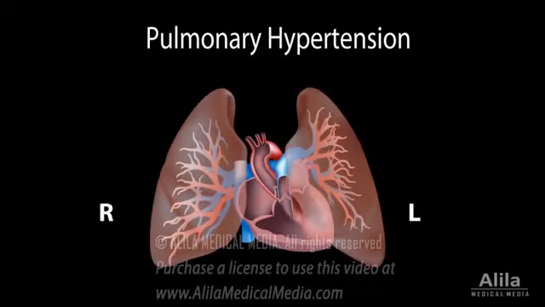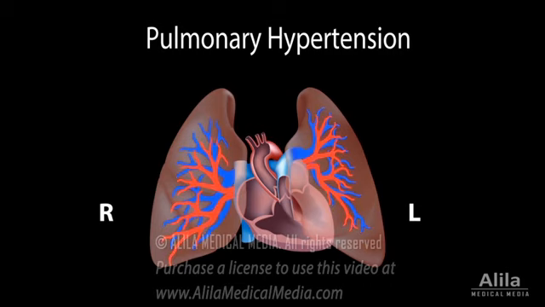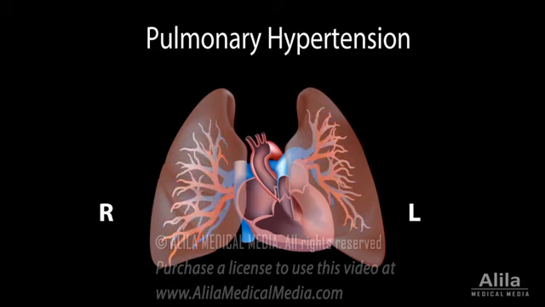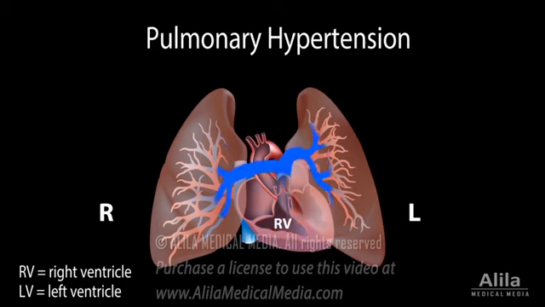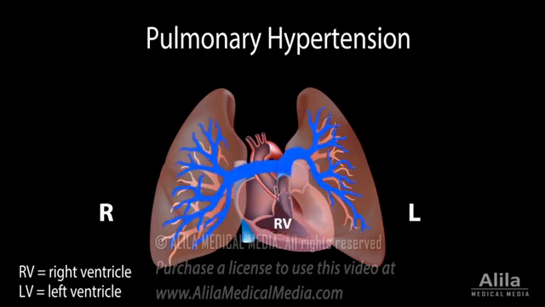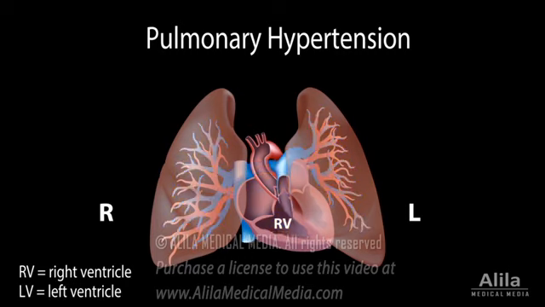Pulmonary hypertension refers to high blood pressure in the blood vessels of the lungs. The lungs receive oxygen-poor blood from the right side of the heart. After being reoxygenated, oxygen-rich blood returns to the left side of the heart to be pumped out to the body.